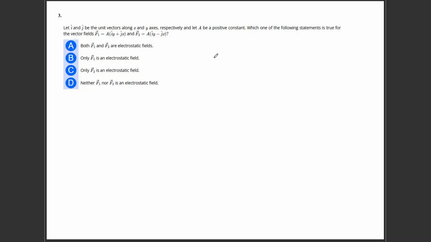There are 4 options given. Both F1 and F2 are electrostatic fields. Only F1 is an electrostatic field. Only F2 is an electrostatic field. Neither F1 nor F2 is an electrostatic field.